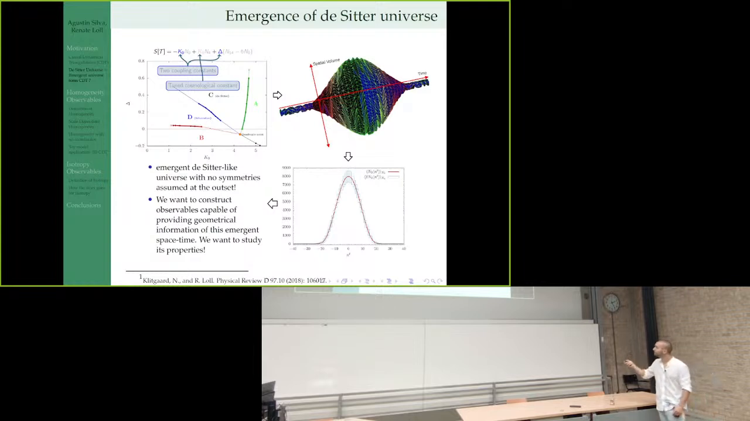And this directly comes out of the numerical analysis of the full non-perturbative path integral of quantum gravity, which I believe is amazing. And we want to construct observables to extract the geometrical properties of this emergent universe. We want to know if the theta universe is actually related to our universe. And in particular, we want to study homogeneity and isotropy.